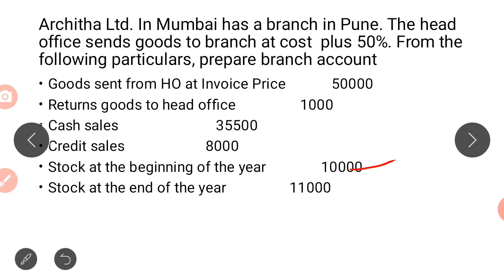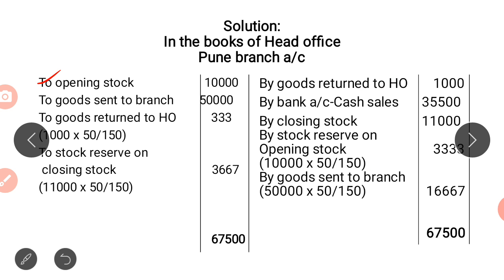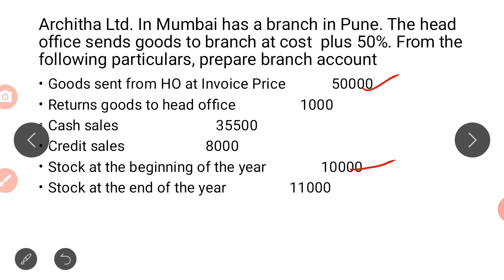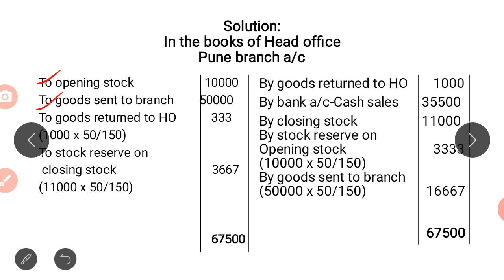First you have to record the opening balance, then go to the other transactions, and last you have to record the closing stock. Goods sent from head office at invoice price. Goods sent to whom? It is sent to branch, so to goods sent to branch 50,000. Next we have cash sales. Where will we record it? We record it as by bank account, cash sales 35,000.